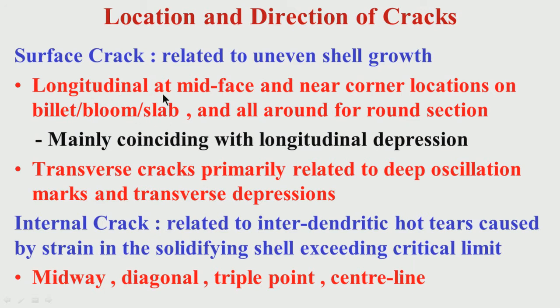The longitudinal cracks can be at mid face, near corner locations, on billet surface, bloom surface or slab surface, and all around for round section. In round section you do not have a corner, so it can be at any location. In fact, round section casting is very difficult. It is very difficult to have uniform shell growth. So, we have to be very careful when we are casting a round, otherwise there will be a lot of surface crack formation at different locations all around the round sections.